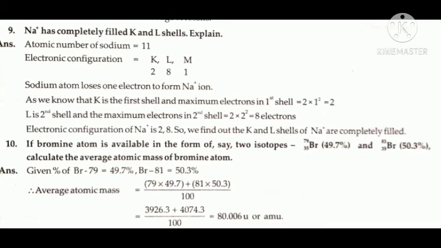Therefore, average atomic mass equal to 79 into 49.7 plus 81 into 50.3 divided by 100, which is equal to 3926.3 plus 4074.3 divided by 100, which is equal to 80.006 amu.